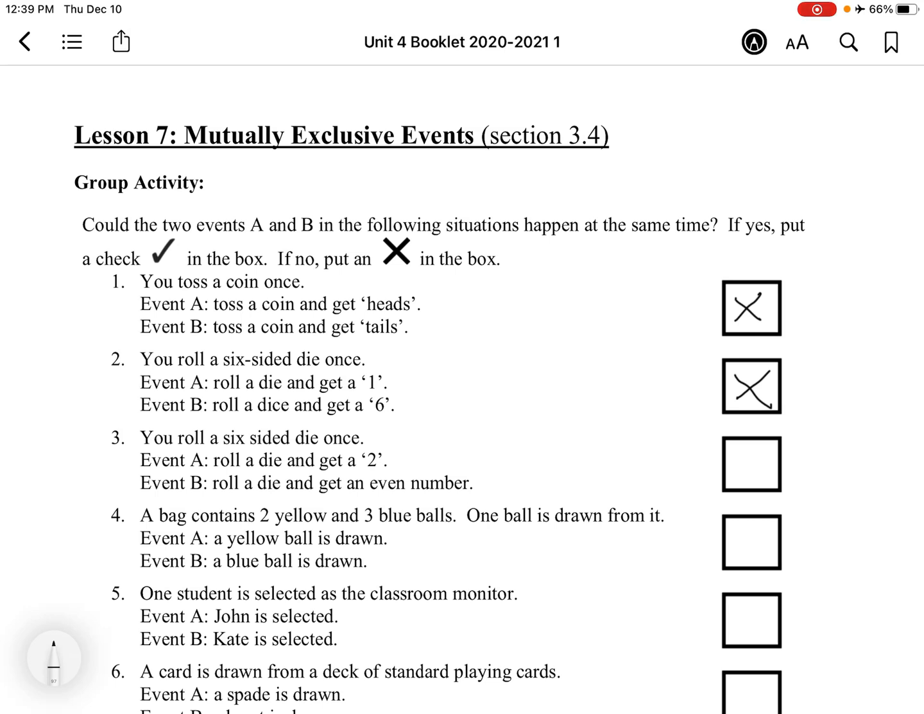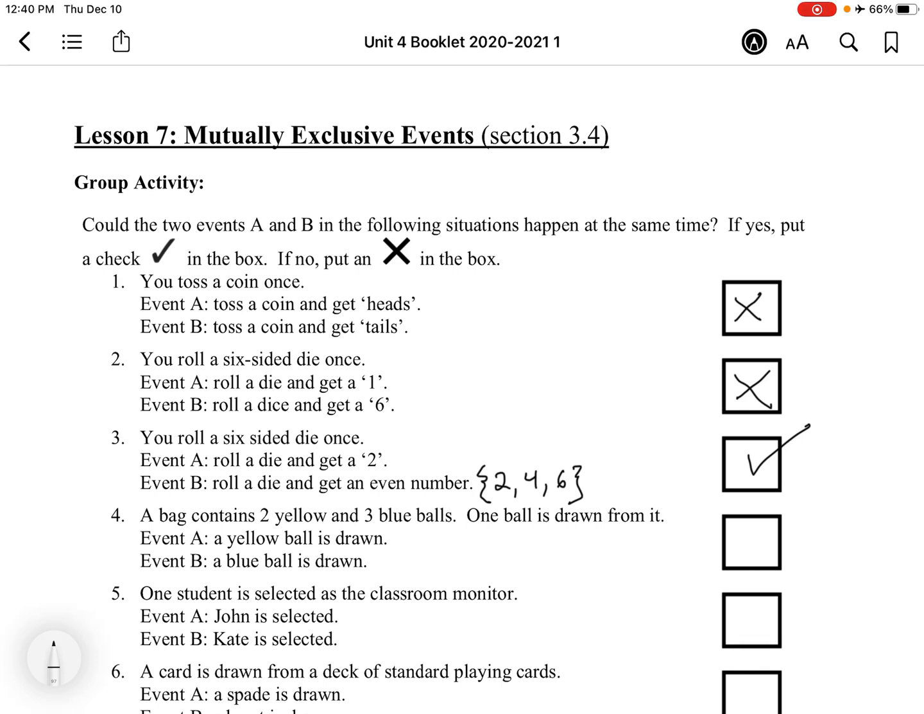Trial 3. You roll a 6-sided die once. Event A, you roll a 2. Event B, you roll an even number. Well, if you want to roll an even number, there are 3 outcomes that would be favorable to that event: landing on a 2, a 4, or a 6. So if you were to land on a 2, that would actually satisfy both event A and B. So these could both happen at the same time. This gets a check. All right.